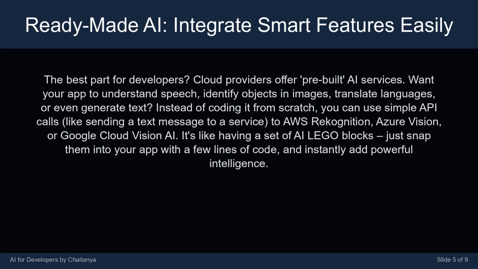The best part for developers? Cloud providers offer pre-built AI services. Want your app to understand speech, identify objects in images, translate languages, or even generate text? Instead of coding it from scratch, you can use simple API calls, like sending a text message to a service, to AWS Rekognition, Azure Vision, or Google Cloud Vision AI. It's like having a set of AI Lego blocks. Just snap them into your app with a few lines of code, and instantly add powerful intelligence.